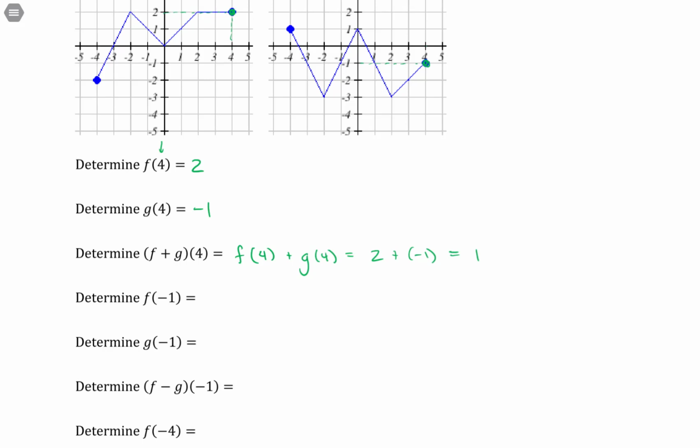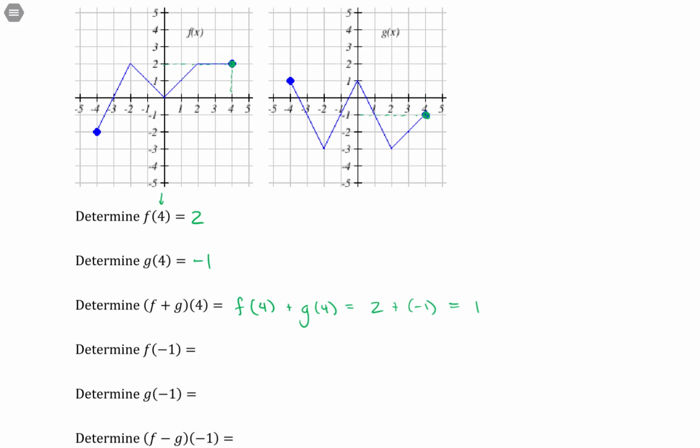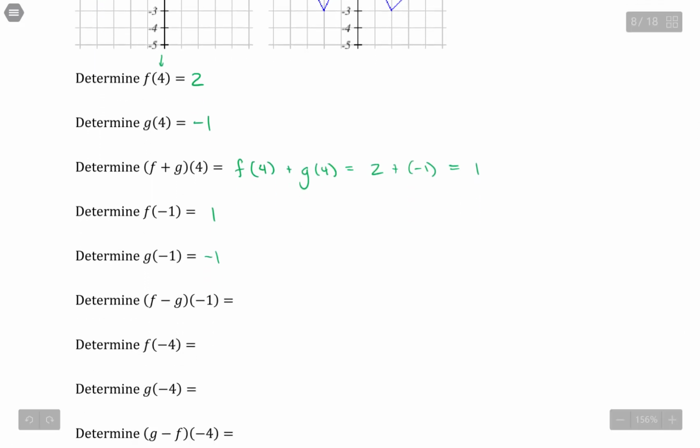Okay, the next set asks us to evaluate f of -1. For f of -1, we find -1 on the x and where f is in the y. That's at +1. Determine g of -1. We go to the other graph. Here x is -1, and the y value is -1. Now we want to determine f minus g evaluated at -1. That would be f of -1 minus g of -1, which gives 1 minus -1, which is 1 plus 1, or 2.